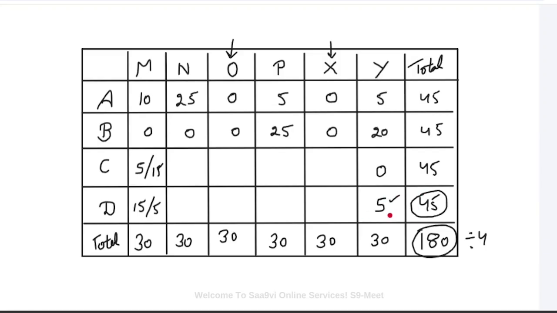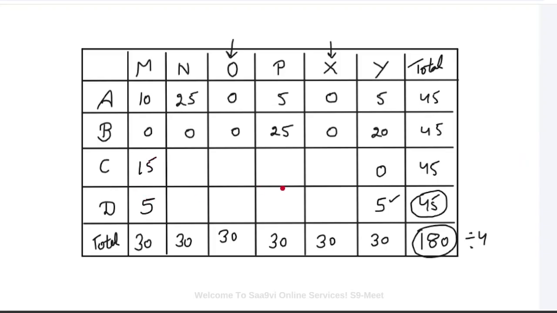He already got 5 from Y. 30 he's going to get either from O or from X. That means it's going to be 35. He may get only 10 more, but he can't get 15. That means this number has to be 5. D must have received only 5 stars from M. That means this number is 5, and C will be receiving 15 stars from M.